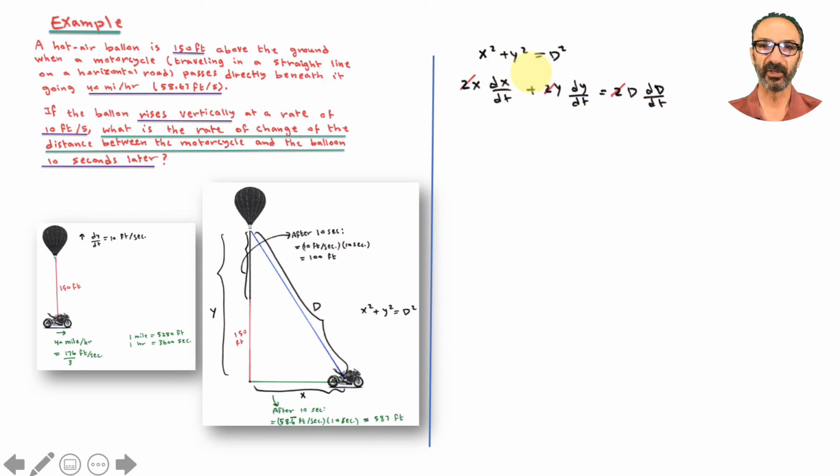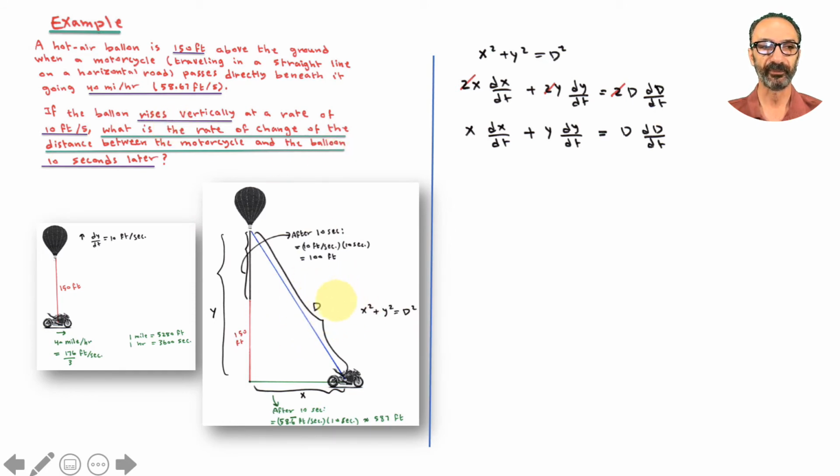Finding the derivative with respect to time, x and y and d, they all change with respect to time. So we get 2x dx/dt, plus 2y dy/dt, equals 2d dd/dt. Divide everything by 2, or cancel the 2's, I get a cleaner look. Now the focus is, what is the rate of change of the distance, this right here, between the motorcycle and the balloon.